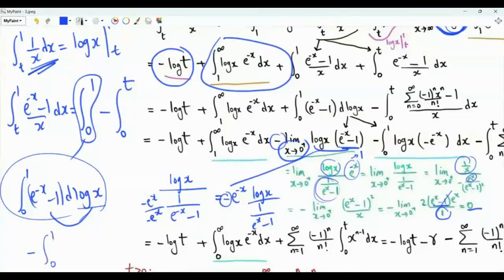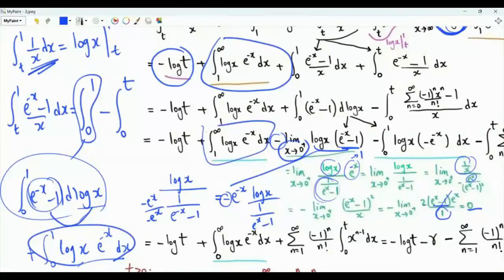Then we need to do minus the integral from 0 to 1 of log x, the derivative of this, which is e to the minus x times minus 1 dx. This is good. This is exactly the integral that we have studied earlier, but it is from 0 to 1. But this integral here, together with this one, will give us the integral of e to the minus x log x from 0 to infinity. And this is minus gamma.